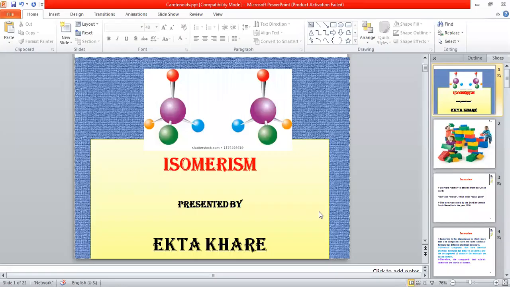Hello students, today our topic is isomerism, the first unit. In this lesson, we will learn the basic concept of isomerism and the types of isomerism. Beyond that, we have to focus on the types of structural isomerism, because in our syllabus the main focus is only on structural isomerism, so we will focus there only. Let's start.